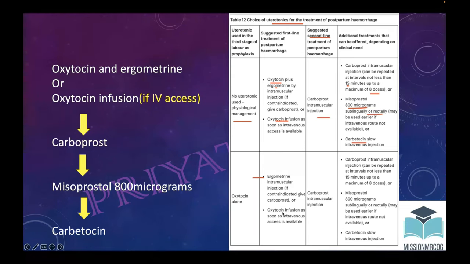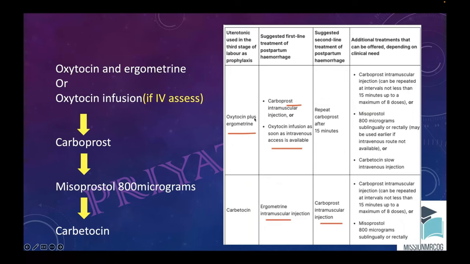Second is carboprost. Third is miso. And fourth is again carbetocin. So you have to change according to what the patient has got before. Now, if Syntometrine has already been given, then either IV infusion or carboprost, or apart from this, second line will be miso and carbetocin.